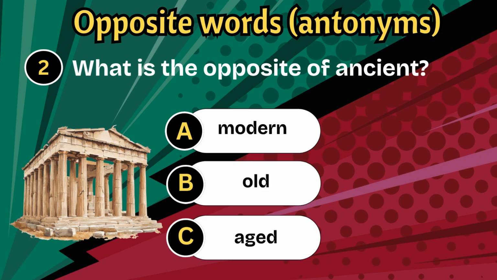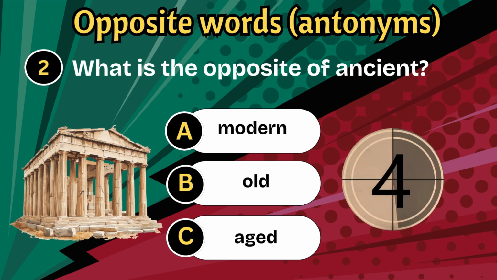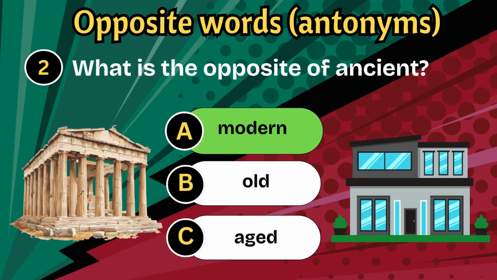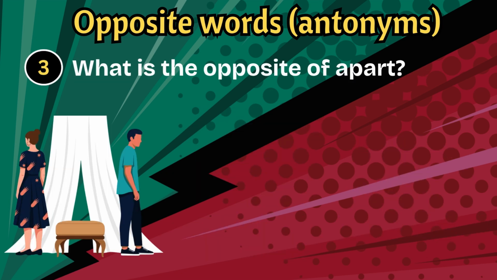Ancient means very old from long ago. The correct answer is modern. Modern means new or from recent times. What is the opposite of apart?